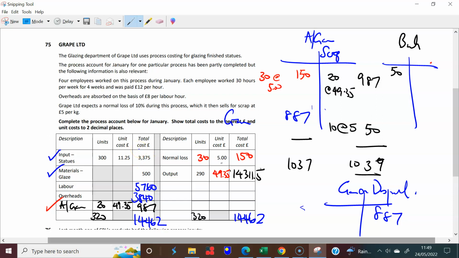Okay, great stuff. And that's how we deal with this bit here, in terms of whenever you have an abnormal gain. Your abnormal gain is always on the debit side of the process account. Cool, great stuff.